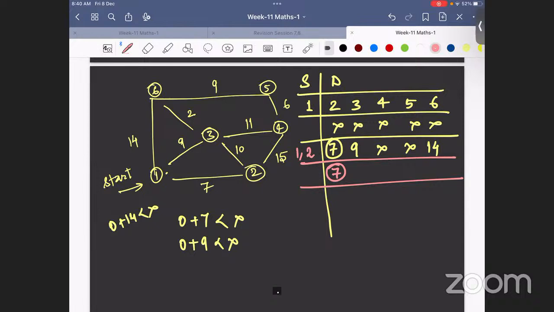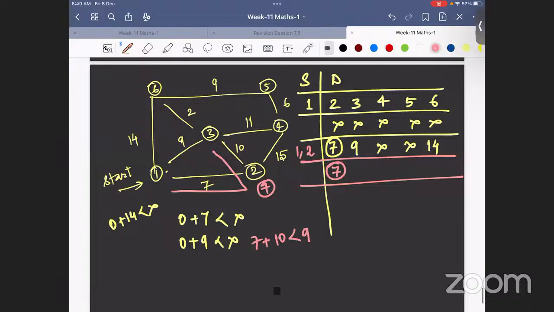Now, while using 1 and 2, can you reach 3 with less than this 9 weight with the help of 1 and 2? So from 1 and 2, you can go this way, but this is 7 plus, the weight is 10 here. So 7 plus 10, is it less than the updated value 9? No, sir. So the value will be 9 itself, correct?